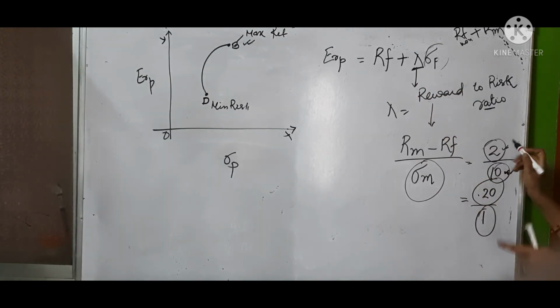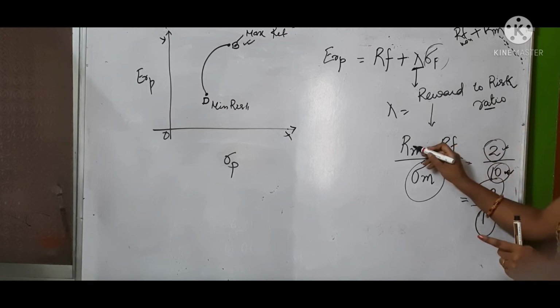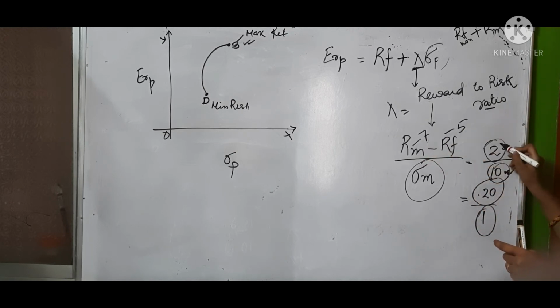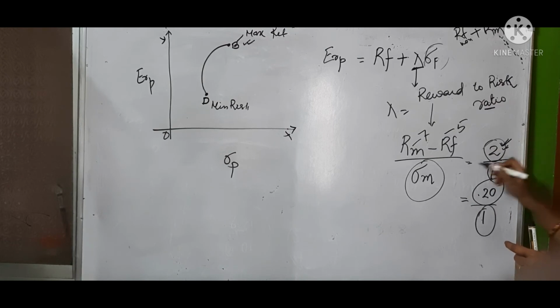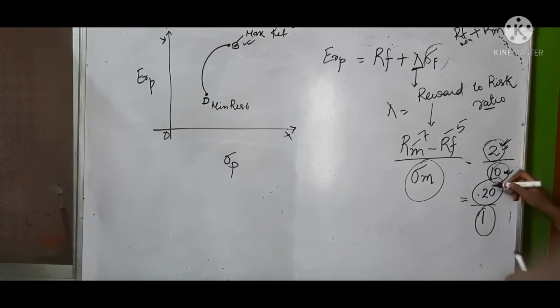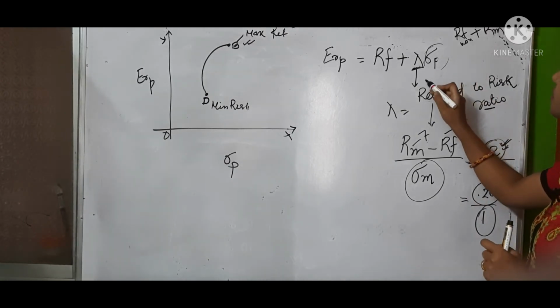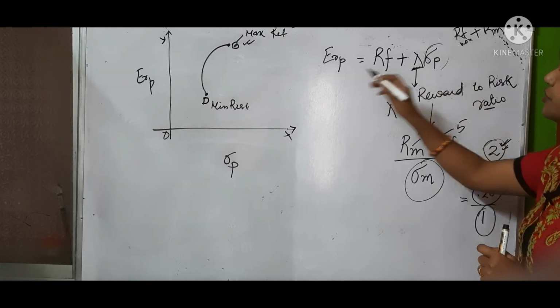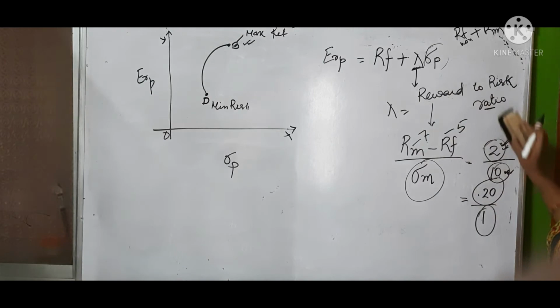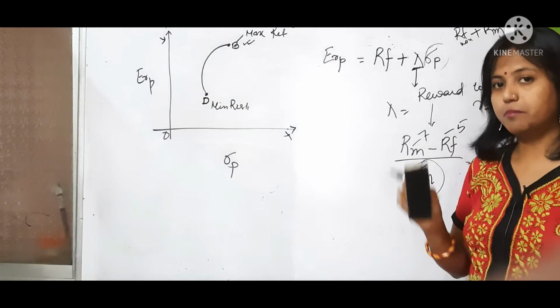What is the premium? The market rate is 7 rupees and risk free is 5 rupees. So this is your premium. So you divide by the market risk, which is 10. That means for every 10, 2 is my premium. So for every 10, 2 is my premium, multiplied by the risk of that portfolio. This equation is known as the equation for the capital market line.